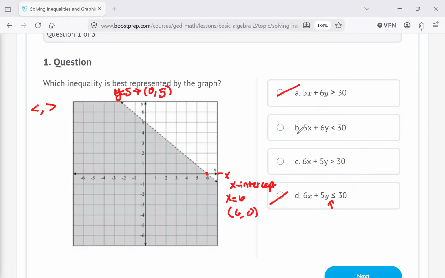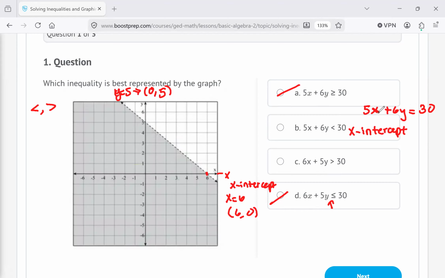So let's test B. On B, to find the x-intercept, the first thing I would do is forget about the inequalities, make it an equal sign for right now. So what I mean is rewrite B as 5x plus 6y equals 30 for right now, right? We're just going to get rid of this. We're going to forget about the inequality and we're just going to set it as an equal. Okay. Now let's find the x-intercept. And if it gives you an x value of 6, it might be the one, right?